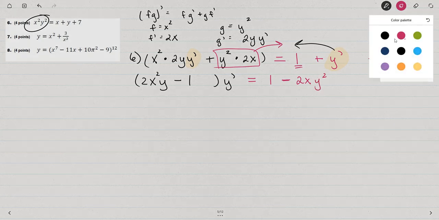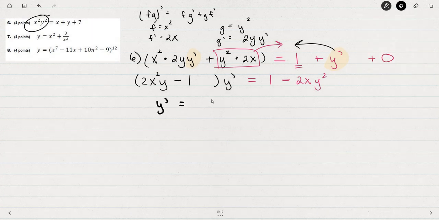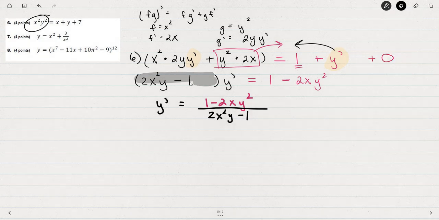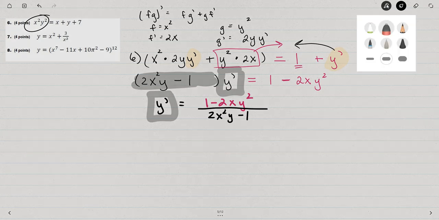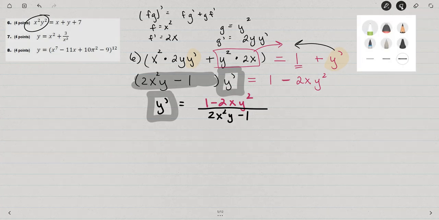When I finalize this problem, the last step is going to be to divide this 1 minus 2xy squared, divide both sides by 2x squared y minus 1. That's this part here, because I want to isolate the y prime, right? So to isolate the y prime, I'm going to divide by 2x squared y minus 1, and that's the answer that we get for number 6. Let's look at number 7.